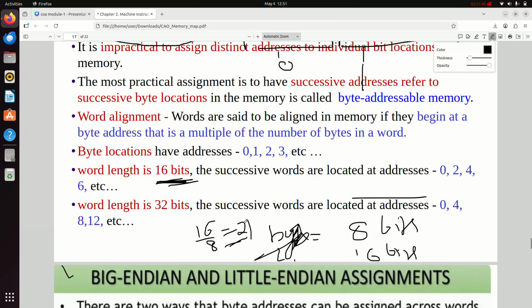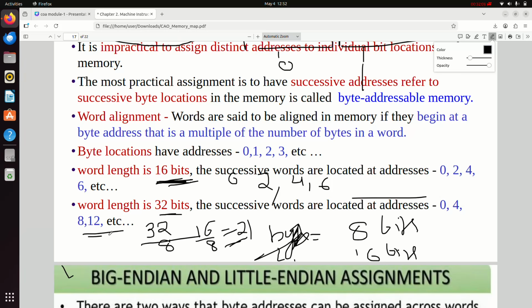So the successive word locations would start from 0, then after 2 bytes, 2, then 4, then 4 plus 2, 6, like that. And if the word length is 32 bits, 32 divided by 8 is 4. So the first location is 0, then 4, then 4 plus 4, 8, then 8 plus 4, 12. Like that you represent the addresses.